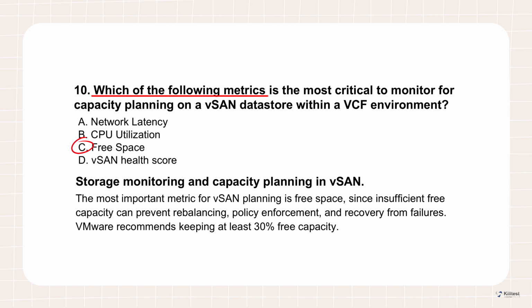you modify storage policies. And crucially, it provides enough slack space for data recovery if a disk or even a whole host fails. Now, don't get me wrong, health score and latency are definitely important for performance and knowing the current state, but for planning, free capacity is number one. It tells you how much runway you have left. Wow, okay. 30% buffer. That's significant.